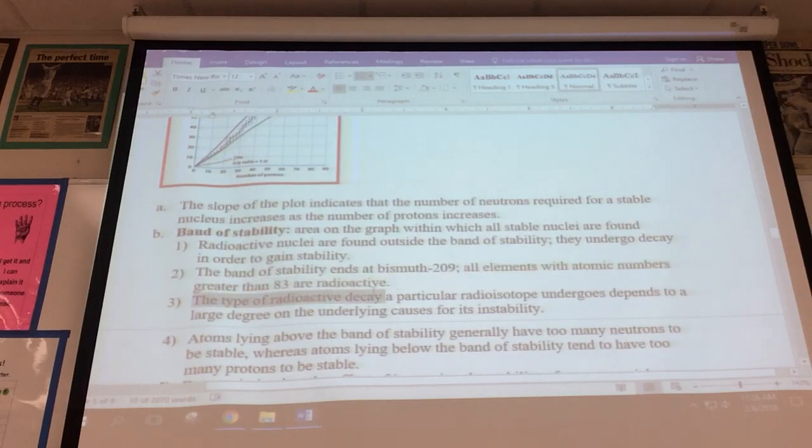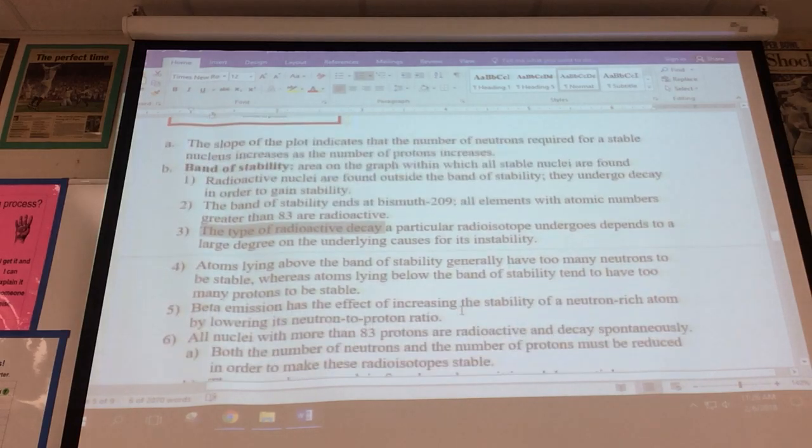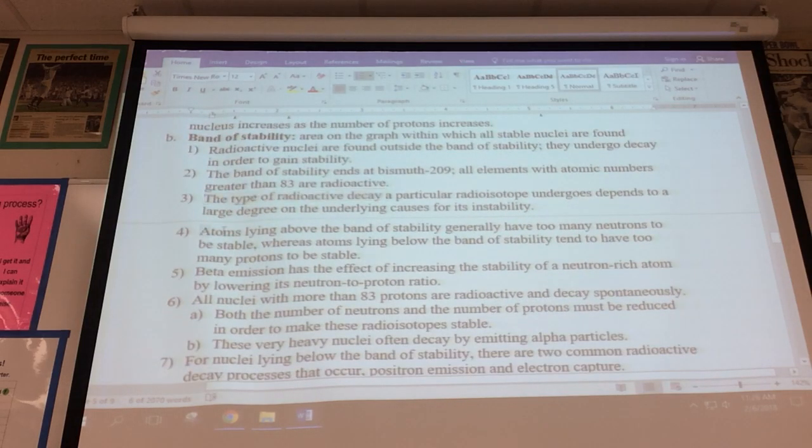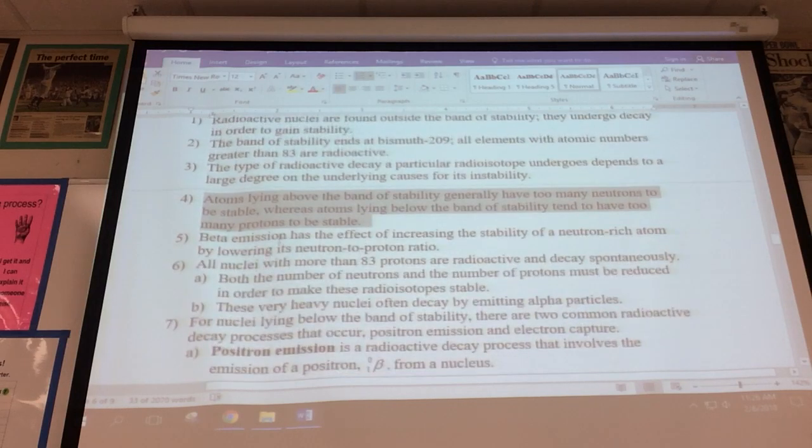And the type of decay it undergoes depends on whether you want to increase or decrease that neutron to proton ratio. It says atoms lying above the band of stability have too many neutrons as compared to protons. Below the band, they have too many protons compared to neutrons. Beta emission has the effect of increasing the stability of a neutron-rich atom by lowering its neutron to proton ratio.